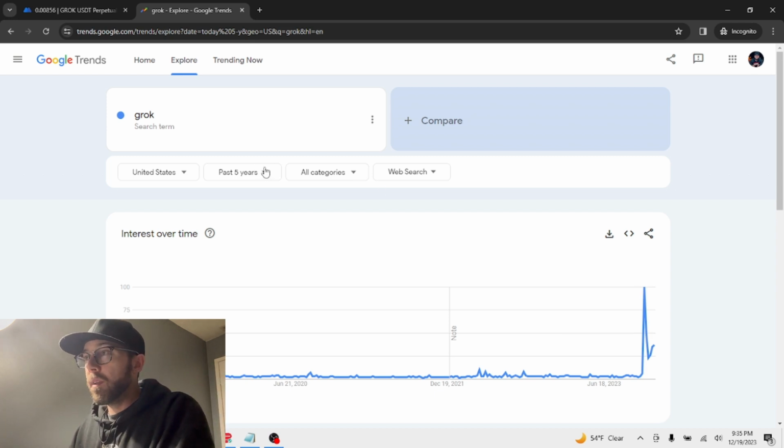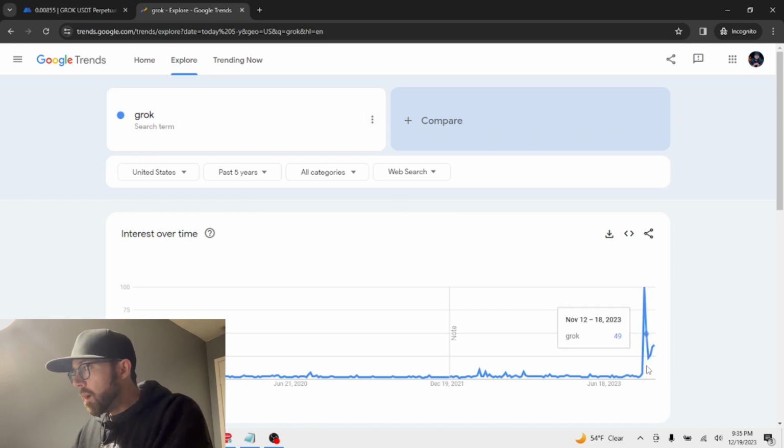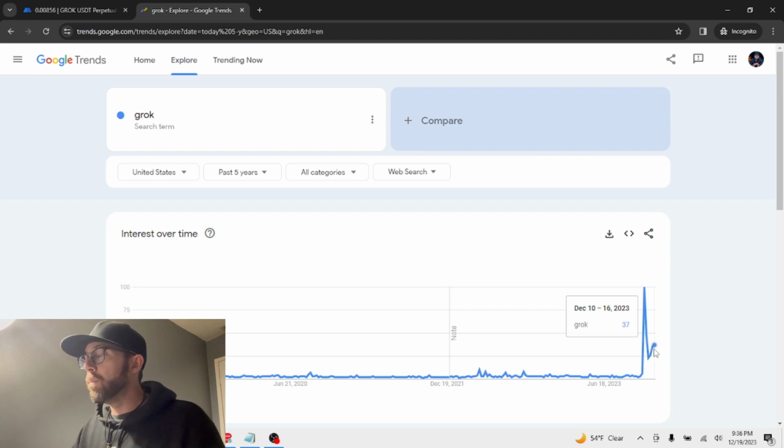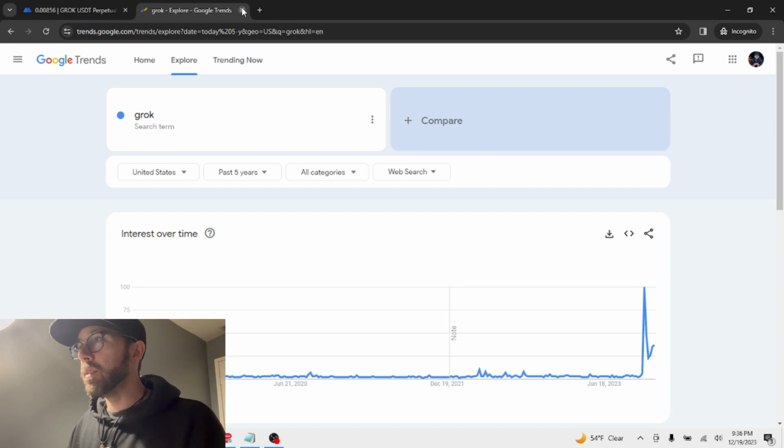So right here, I put in, check out the past 5 years, look for the term GROK, G-R-O-K. I didn't put the dollar sign. That kind of gives you skewed results. But in any case, you can see basically zero interest until early November. And it went up to a high of 100. That's relatively speaking. So November 5th to the 11th, it peaked at 100, came back down to around 25, and then it's on a bit of an uptick at 37. So really not a whole lot to talk about right now.